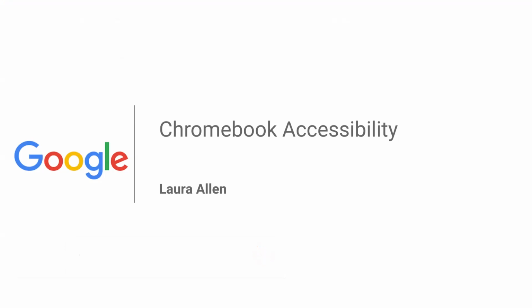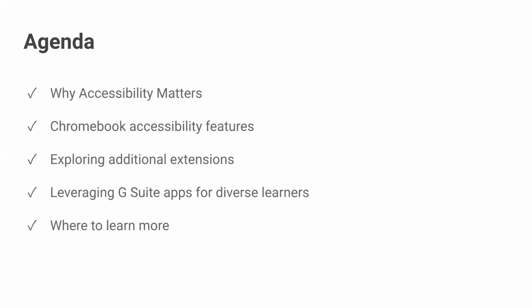Okay. So today, mostly going to be talking about Chromebook accessibility features, the different assistive technology tools that are built into Chromebooks. Then we'll also dive into some additional extensions you can add to further customize experience for students. And then I'll share a few anecdotes that I've collected over the years from different teachers and special educators just about how they're using G Suite apps like Google Docs and Google Slides for students with diverse learning needs. And then we'll wrap up with some resources of where to learn more and how to reach out to the team. And I'd love to take questions.